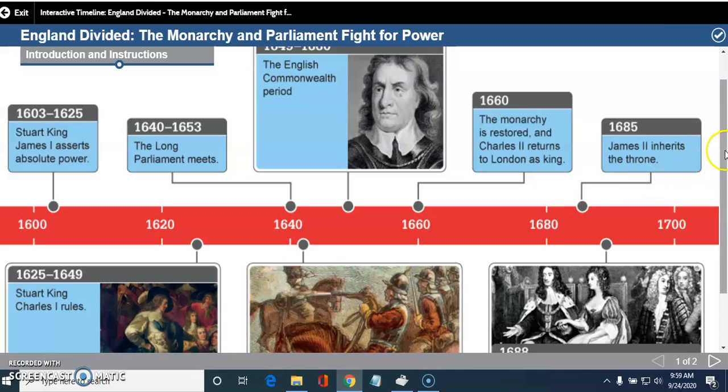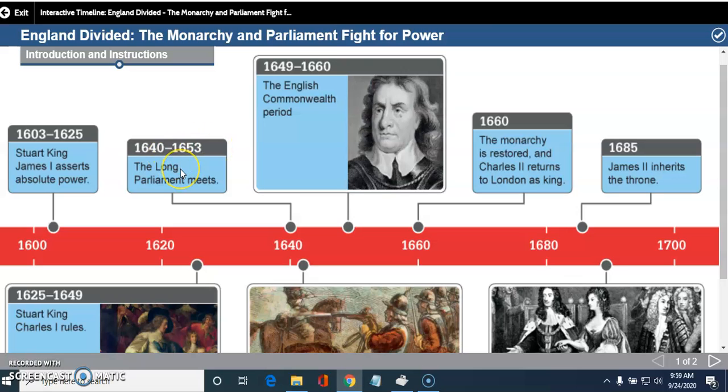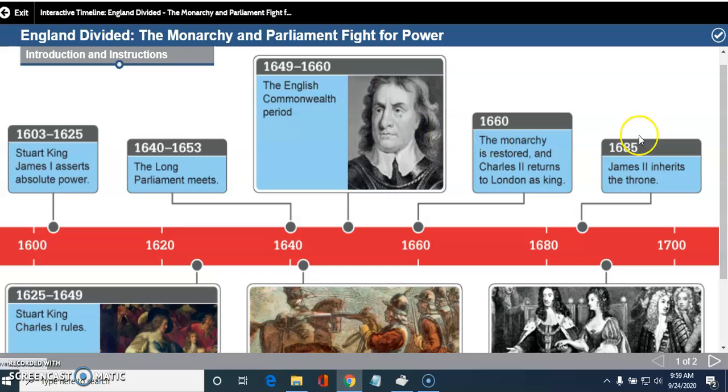You have a period now where the English Commonwealth period begins. This is a short period. It's 11 years, and this is after the Civil War. The Long Parliament meets, and this is a parliament that basically was fighting against the king and fighting against Charles in particular. And this resulted in a number of battles and a number of wars, and Oliver Cromwell emerges as a key figure in this period.